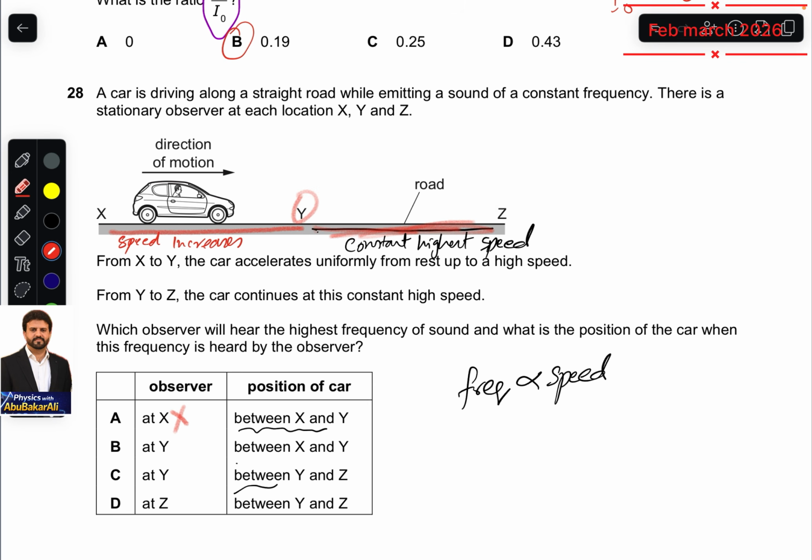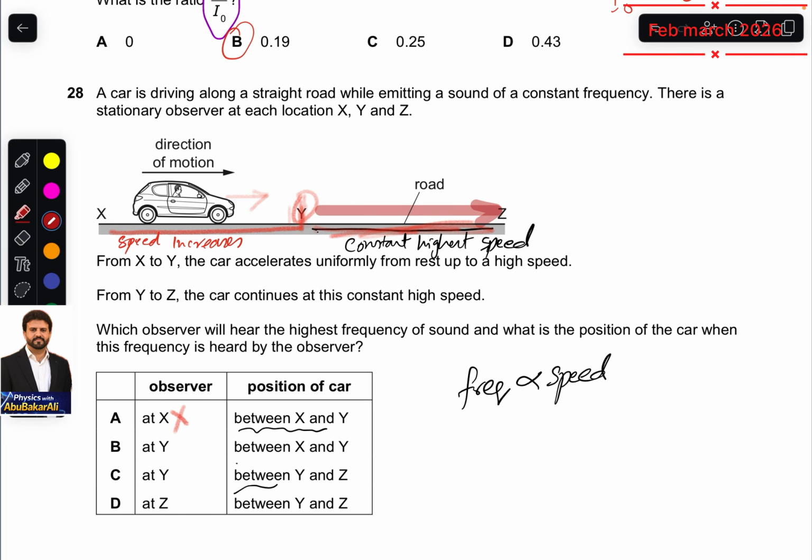For Y, when it is moving between X and Y, it is going towards Y, so the frequency will increase. Whenever it moves towards, frequency increases. When it moves away, frequency decreases. Between X and Y it's constantly increasing speed, but the highest speed is at Y, because it is increasing its speed till Y. But if you see Z, when it is moving here, it is also moving towards Z at a constant highest speed all the time.